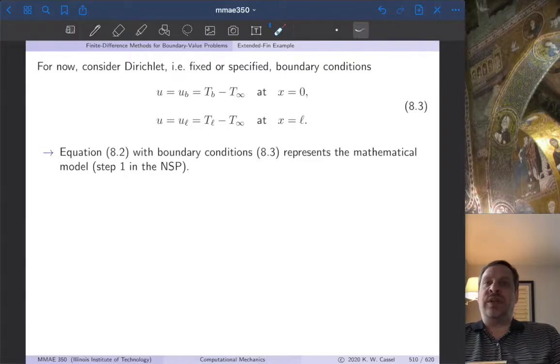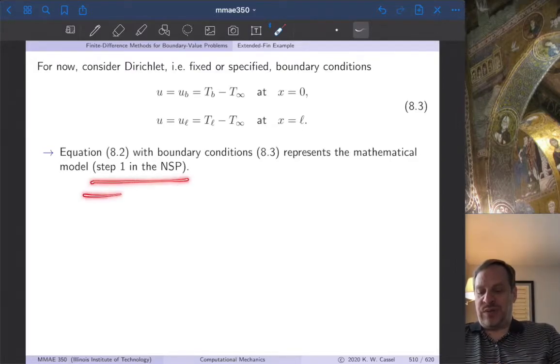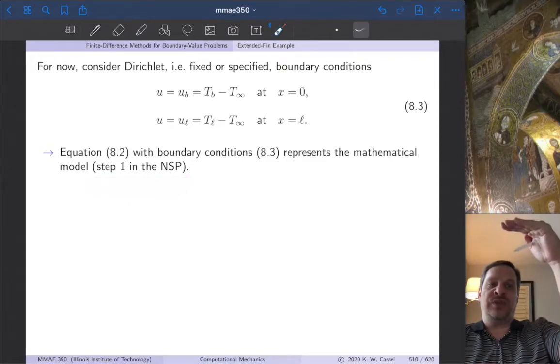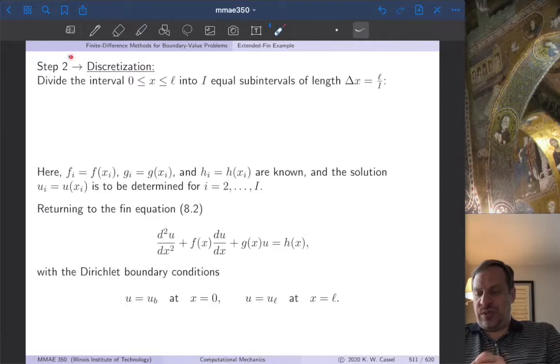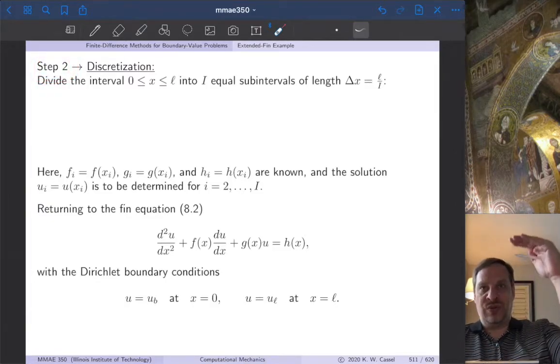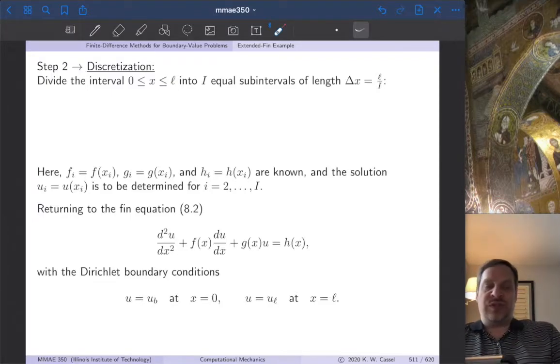We call these Dirichlet boundary conditions because we're specifying the temperature at the base and at the tip, at both boundaries of the domain. So this is step one. That's going from the real problem, getting the governing equations by applying any models and laws. Step two is the discretization. Step two takes the differential equation, and then we'll discretize the domain and the equation to get a system of algebraic equations, which we'll then solve in step three.